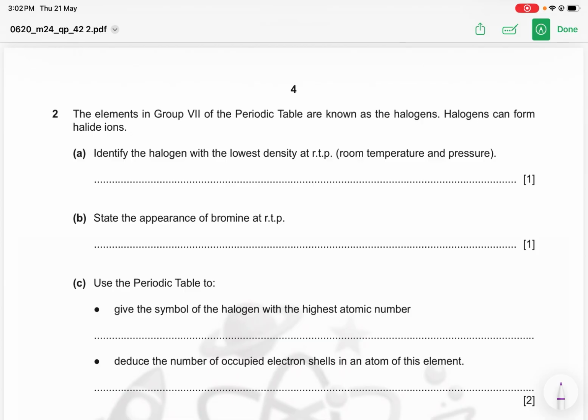Next is question 2. The elements in group 7 of the periodic table are known as halogens. Halogens can form halide ions. Identify the halogen with the lowest density at room temperature and pressure. For that we should know the trends in group 7. The first two elements, fluorine and chlorine, are both gaseous in nature. Hence we can write fluorine here.